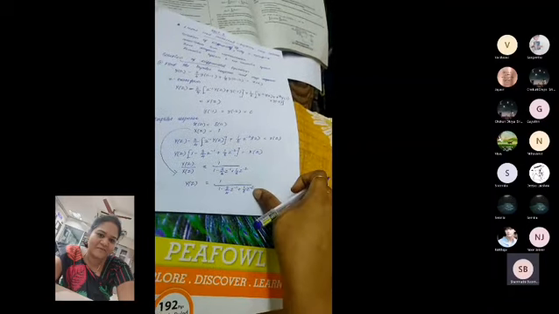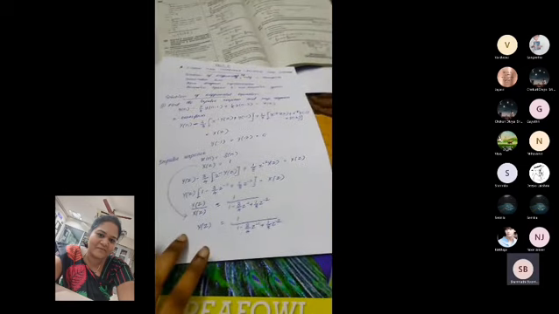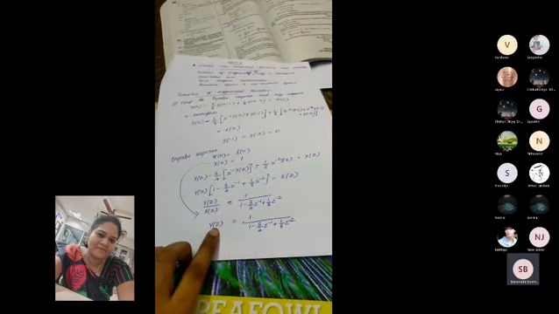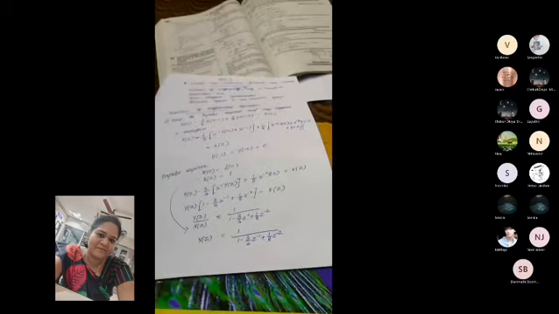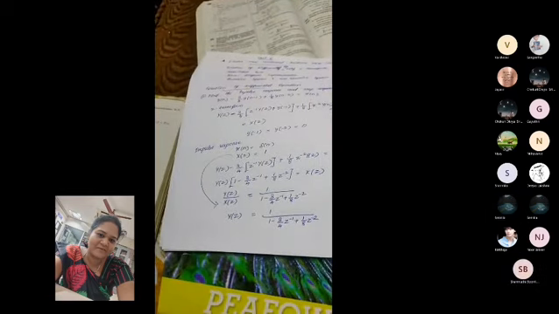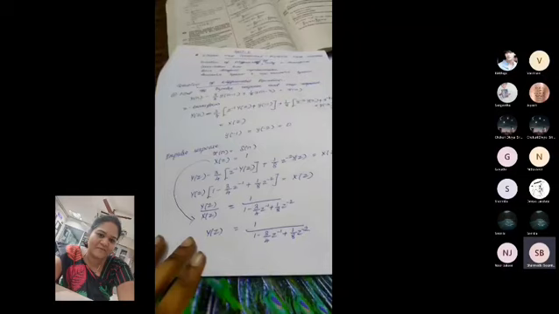What will we do there? In the Z transform, after finding y of z, what is your ultimate aim? You have to find out your y of n. Okay. So here we have found y of z. Next, what should we do? You should take partial fraction. Okay.